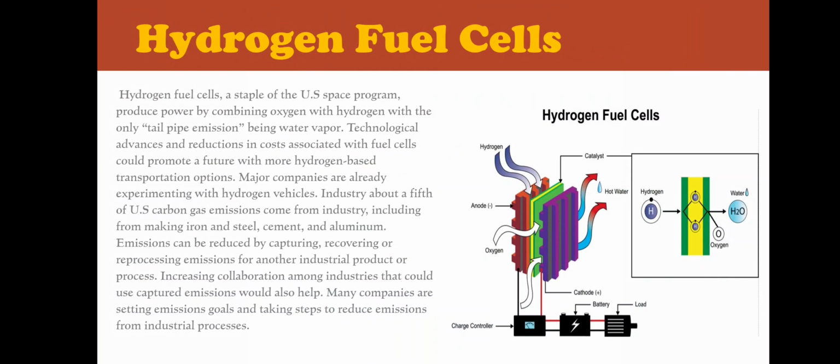Industry. About a fifth of US carbon gas emissions come from industry, including from making iron and steel, cement, and aluminium. Emissions can be reduced by capturing, recovering, or reprocessing emissions for another industrial product or process. Increasing collaboration among industries that could use captured emissions would also help. Many companies are setting emissions goals and taking steps to reduce emissions from industrial processes.